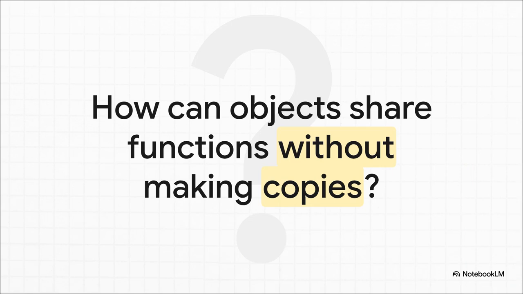Okay, so let me ask you this. Have you ever wondered, really thought about, how in a massive web app, you could have, say, thousands of user objects, or buttons, or whatever, and they can all use the exact same function without having to copy it over and over and over again? Because if you did that, your computer's memory would be a total disaster. So how does JavaScript pull this off so elegantly?